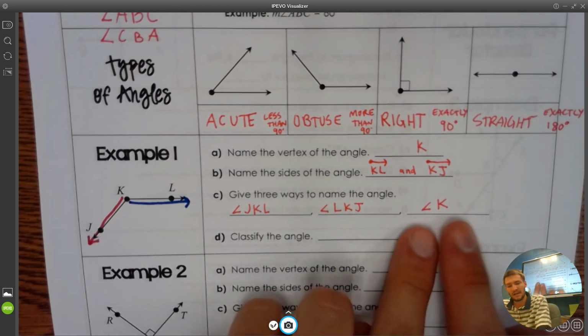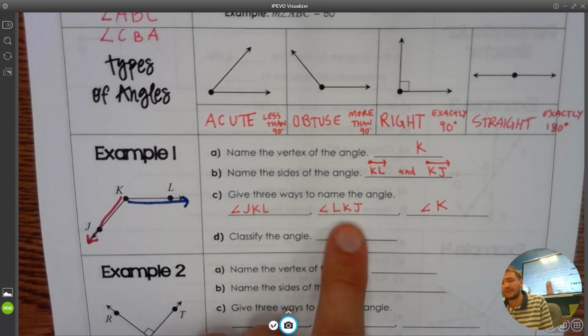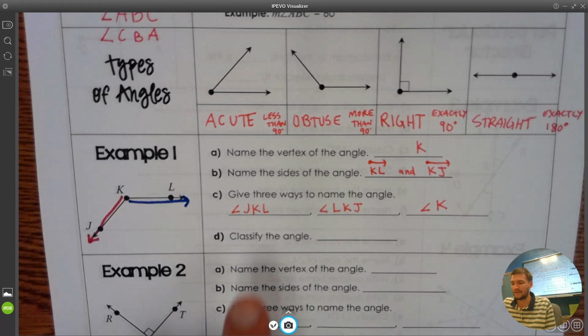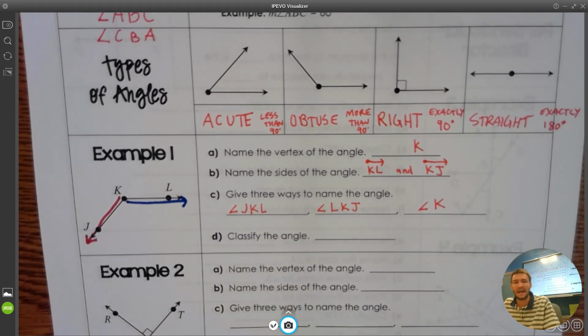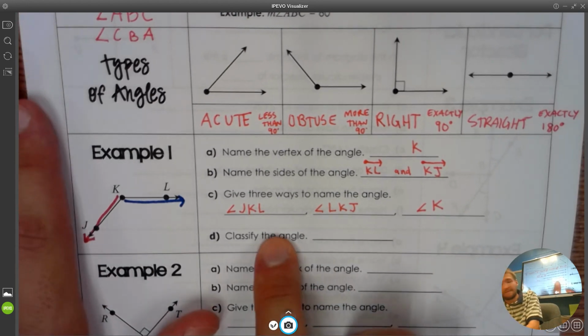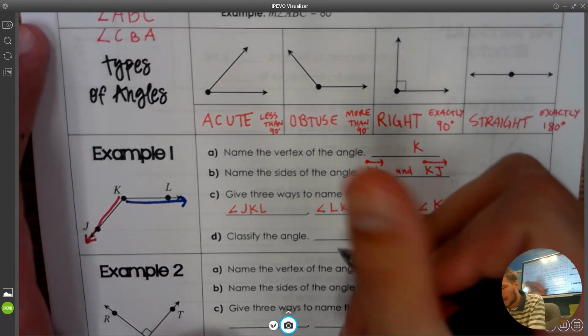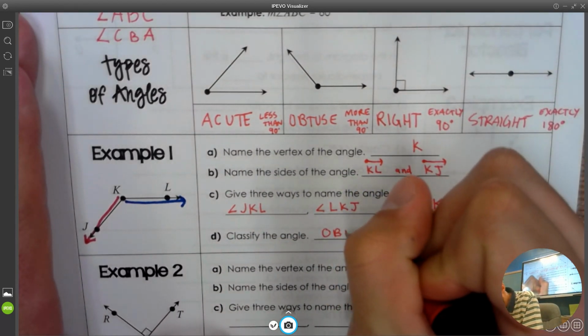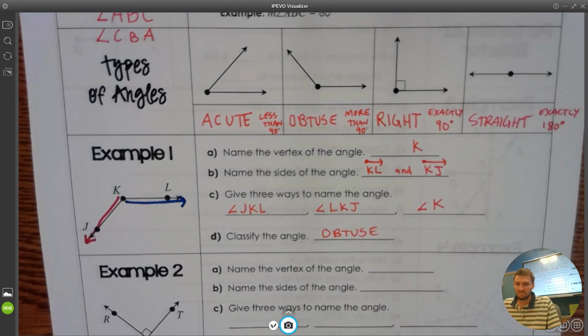Honestly, this is my least favorite one. You might as well just put all 3 letters because it doesn't take you but 2 seconds, okay? Definitely get used to the 3-letter version. All right, classify the angle means tell me whether we're fitting into the acute, obtuse, right, or straight category. What do you think? Obtuse. Sweet. Any issues at all with example number 1? I imagine this is slow and really not all that hard, okay?